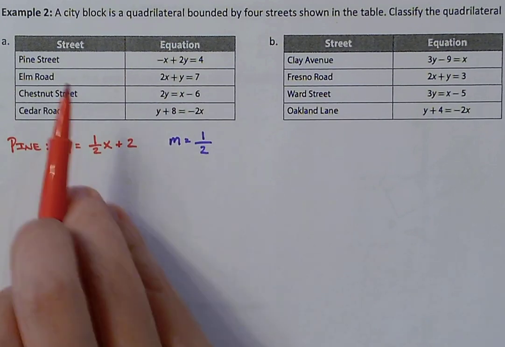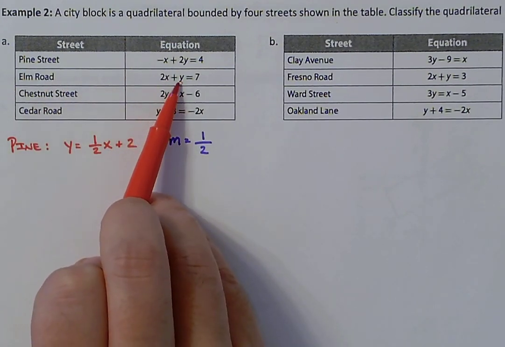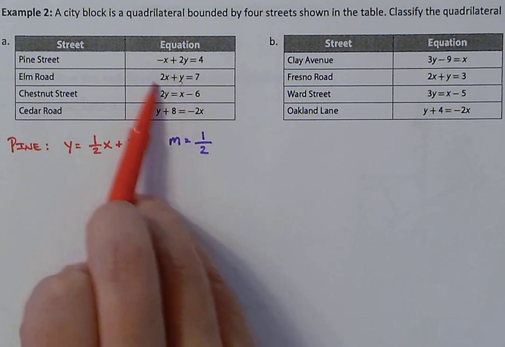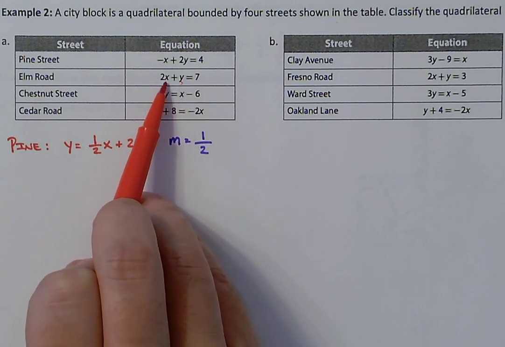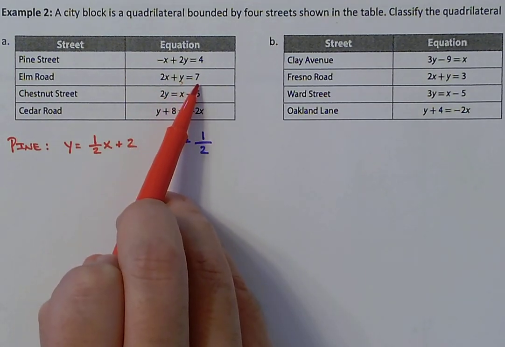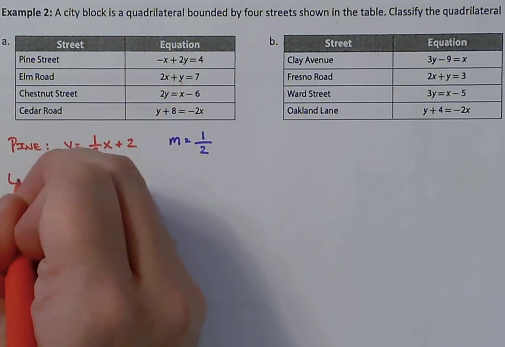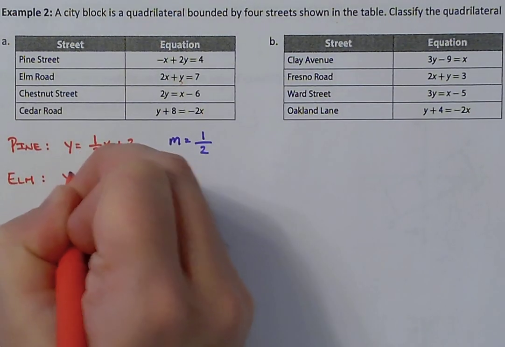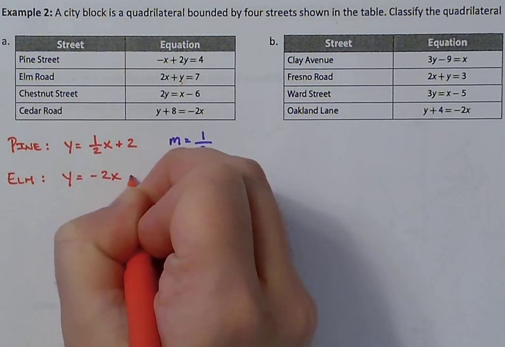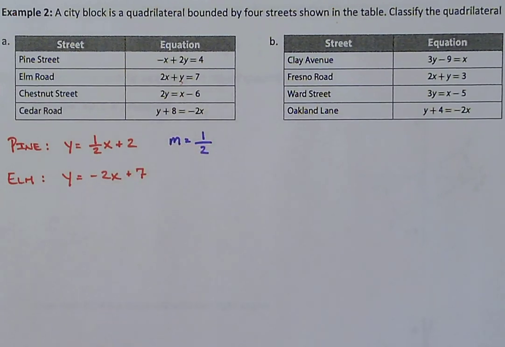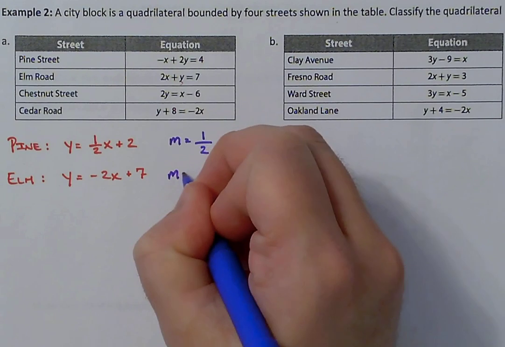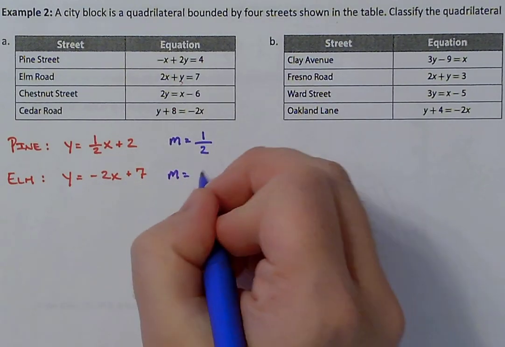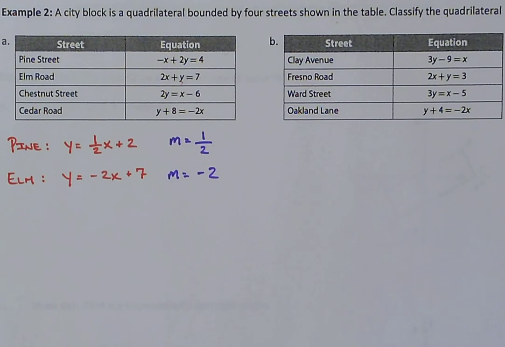Next, if we look at Elm Road, we have 2x plus y equals 7. To put this in y equals mx plus b form, all I need to do is subtract the 2x to the right. So if we do that for Elm, we're going to get y equals negative 2x plus 7. So what is my slope for Elm Road? The number on x is negative 2. So the slope for Elm Road is negative 2.